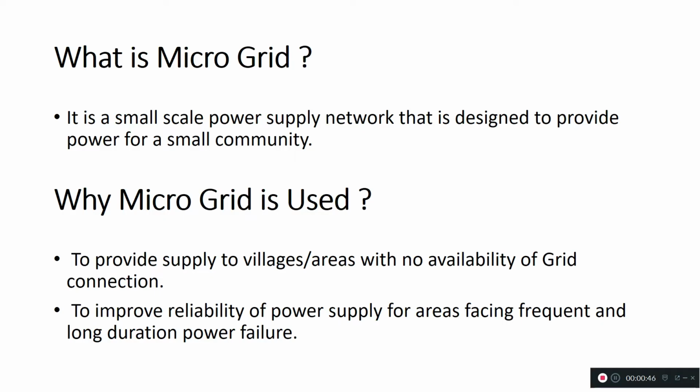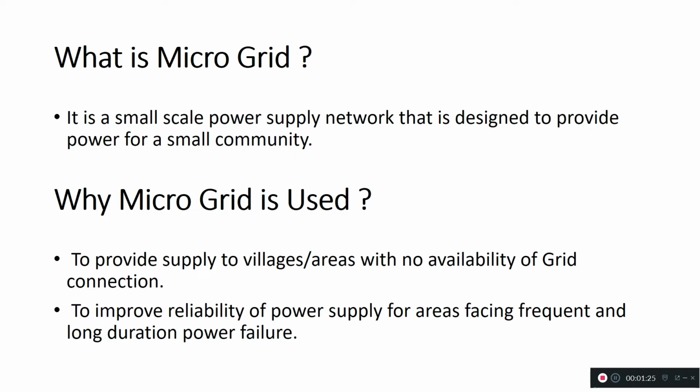So why is microgrid used? It is used as a solution to supply power to villages or areas which have no availability of grid connection. There are many areas where the grid has not yet reached, and their connection with the grid is not financially feasible. For example, if the last end of the grid is at a point X, and the village is at distance Y, suppose the distance between these 2 points is almost 4.5 kilometer or 6 kilometer.